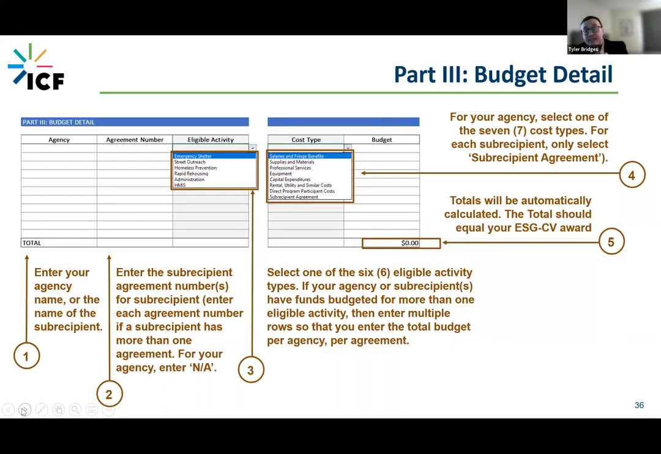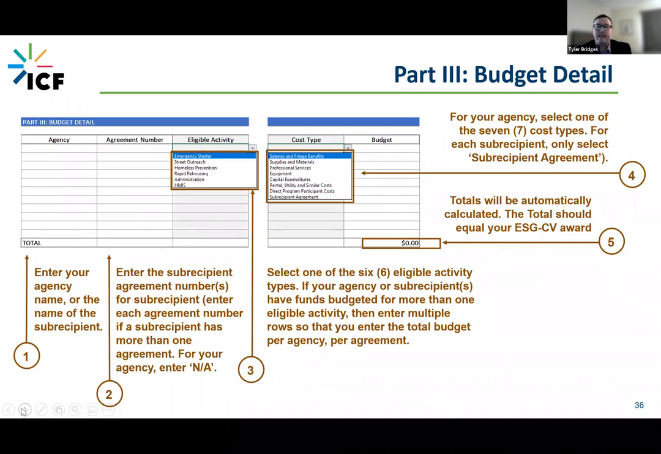For each subrecipient in their agreements, only select subrecipient agreement from the drop-down menu. You do not need to specify all of the cost types for your subs. You only need to specify those cost types for you, the direct recipient of ESG CV funds from HCD. So again, for subrecipients, just select subrecipient agreement under cost type per eligible activity. That's it for part 3.